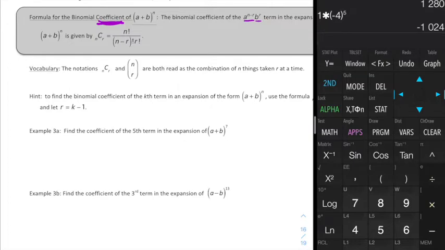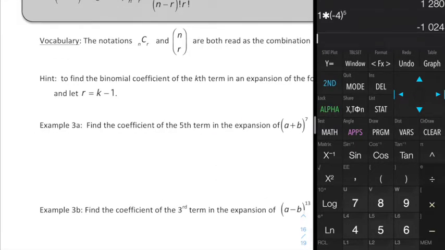So here's what we're going to do. We're going to find the coefficient of the 5th term in the expansion of (a + b) to the 7th. We've already expanded that on a previous page, so we're going to use this to check. For this, we'll do the n, then the combination, and then the r. So n and r are going to be numbers that we actually input here. n is the highest power, so that's going to be 7. I'm going to write that down for our notes. n is the highest power.